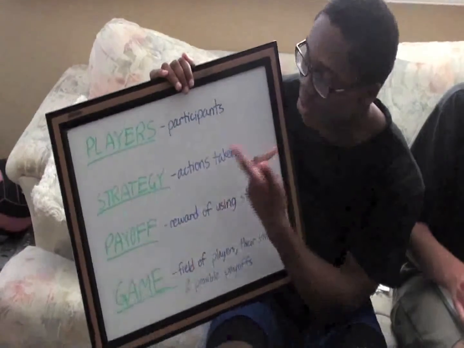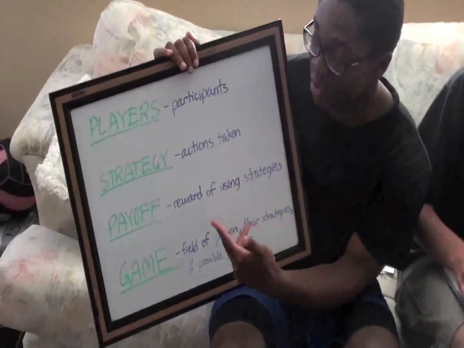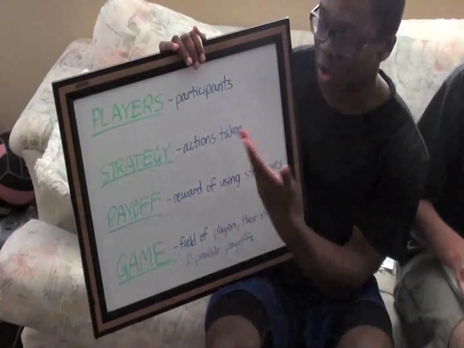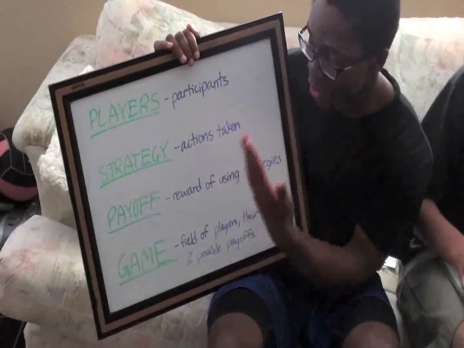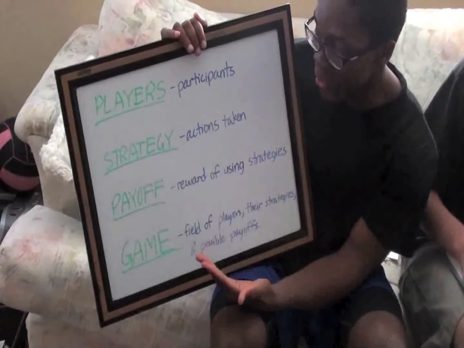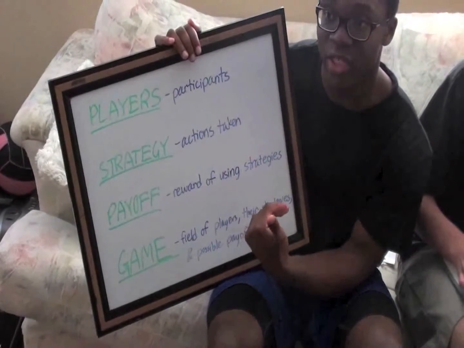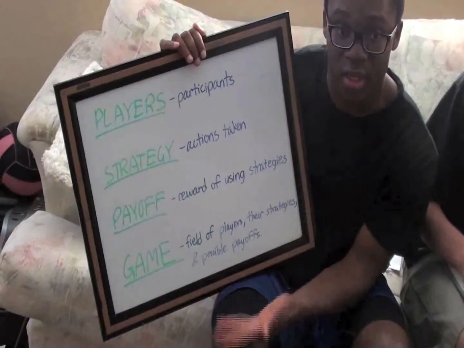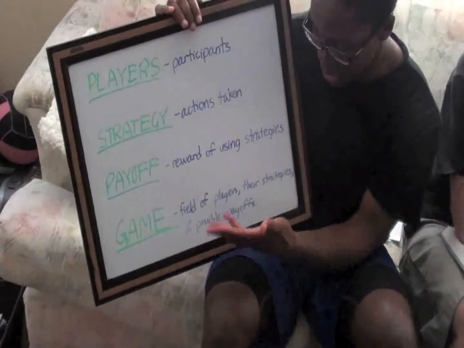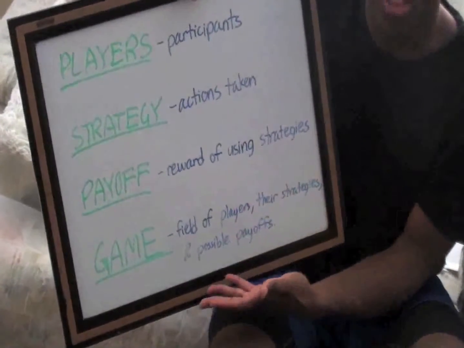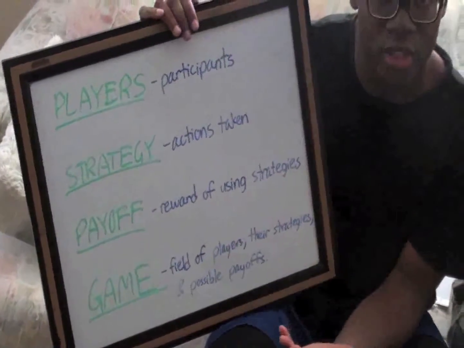Every game consists of players, strategies, and respective payoffs. The players of a game are the participants. The strategies are the actions that they take. The payoffs are the rewards they get relative to strategies that they and other players take. The game is simply the field of players, their strategies, and the possible payoffs that result from combinations of strategies.